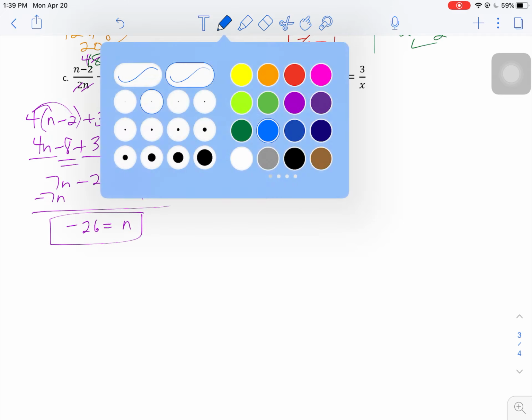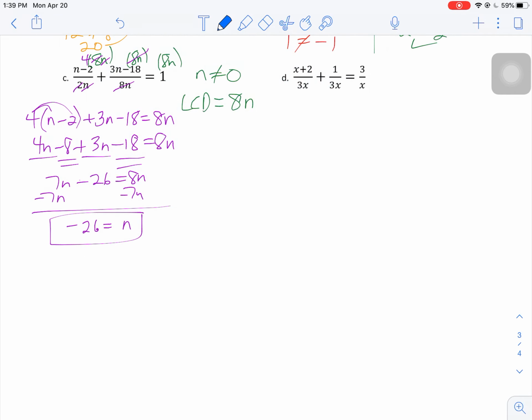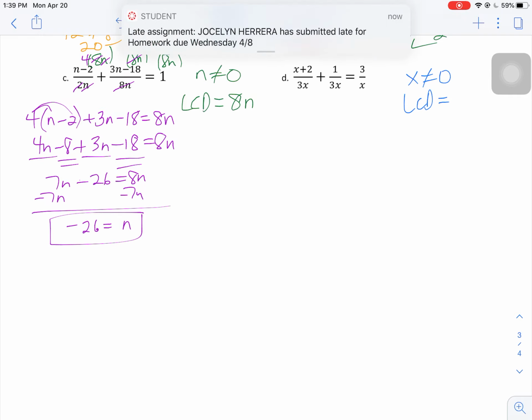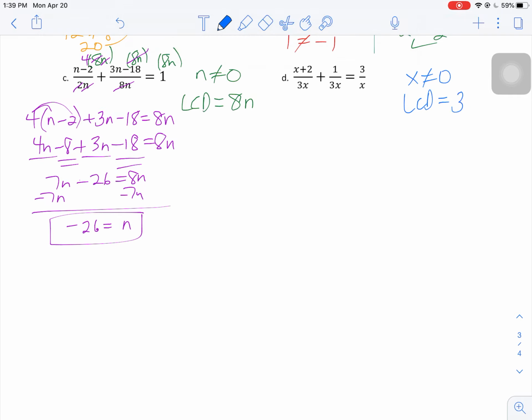All right, last one. So on letter D, for our domain restriction, x cannot be equal to 0, because if it was, the denominators would be 0, and we can't divide by 0. Least common denominator is just going to be 3x. So we're going to multiply all of the fractions by 3x in order to cancel out the fractions. So everything's getting multiplied by 3x.